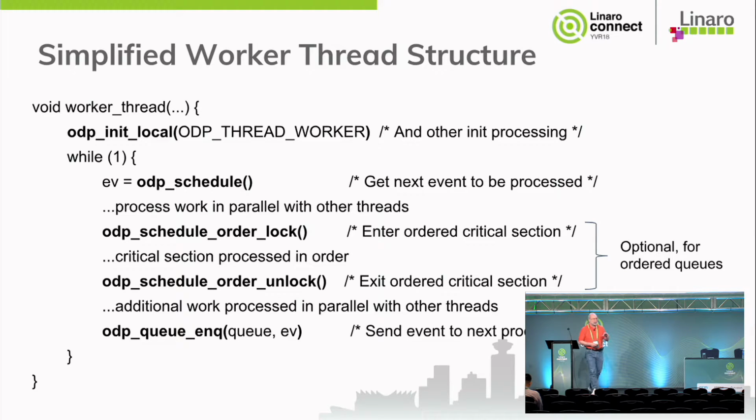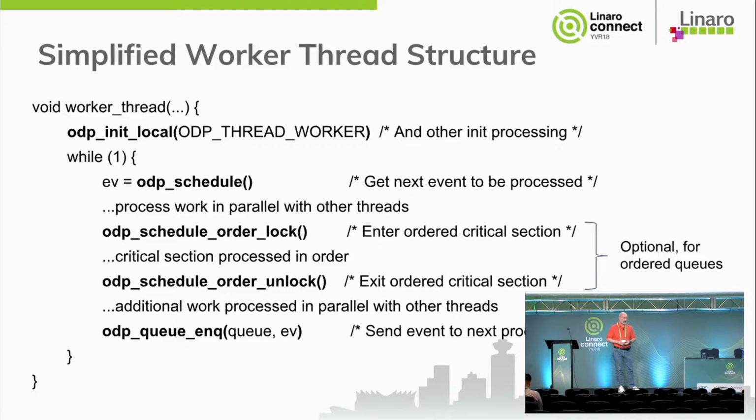The one wrinkle that ordered queues provide is, if I have multiple events being processed in parallel, what happens if I really need to do something sequential in the middle of this ordered processing? For instance, in encryption, I may want to assign a sequence number that has to be in sync. Well, the solution that ODP provides is what we call ordered locks.